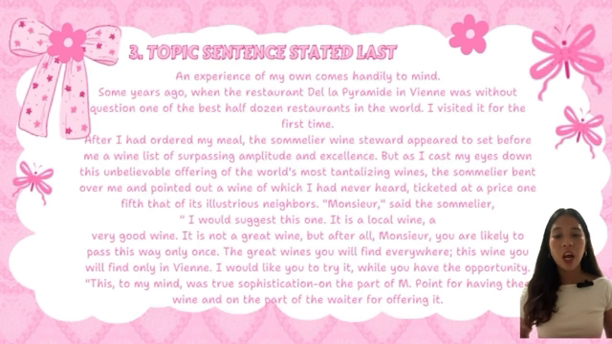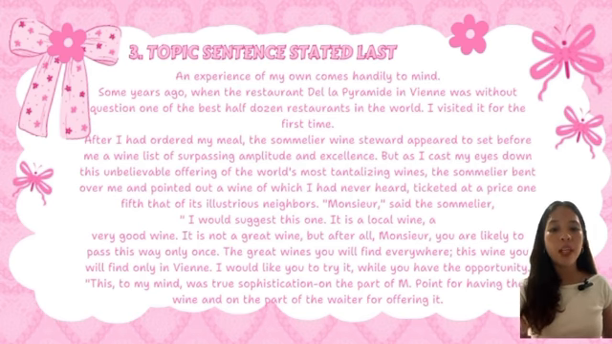Monsieur, said the sommelier, I would suggest this one. It is a local wine, a very good wine. It is not a great wine, but after all, Monsieur, you are likely to pass this way only once. The great wines you will find everywhere. This wine you will find only in Vienna. I would like you to try it. This, to my mind, was true sophistication, on the part of Monsieur Point, for having free wine, on the part of the waiter for offering it.